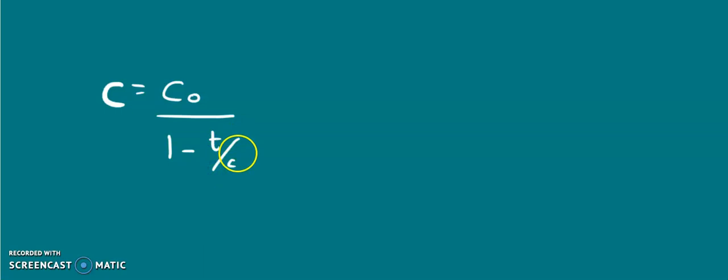In the last class, we have seen the capacitance of a parallel plate capacitor with a dielectric slab in between them. And we have seen that the effective capacitance was given by C is equal to C0 divided by 1 minus T by D plus T by Kd, where T is the thickness of the dielectric slab.